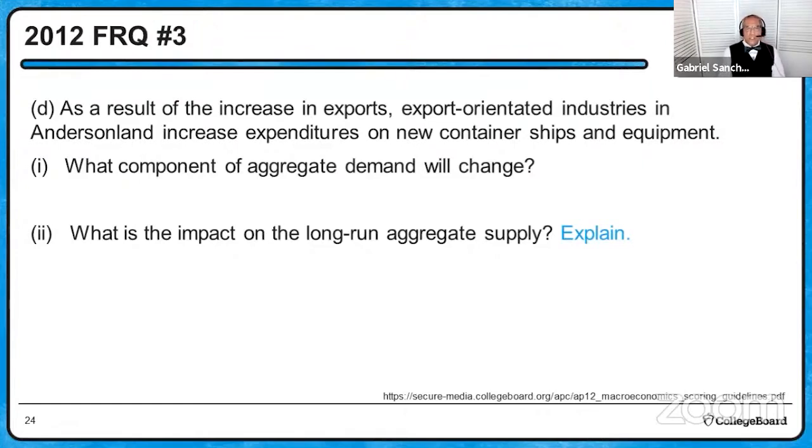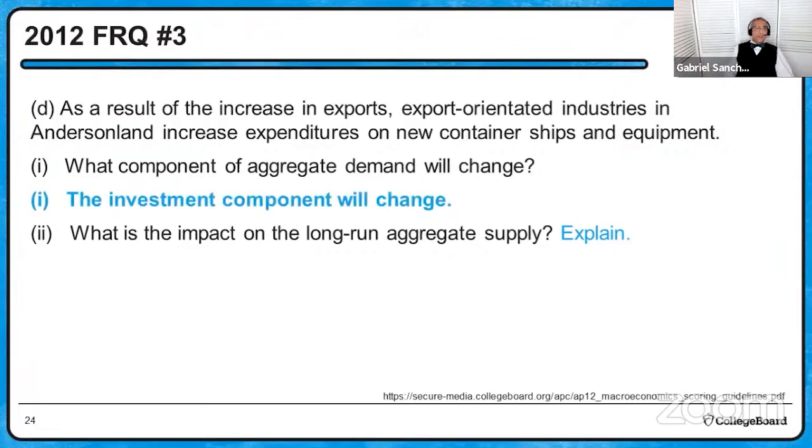We know that there's an increase in net exports, but now is this a component? Is this an increase in consumption, an increase in investment, an increase in government spending? It's a three choice. So pick one: consumption, investment, government spending. What do you think? Here's the answer. It's investment. This is investment, these new container ships and equipment. They're investment of using and producing things.